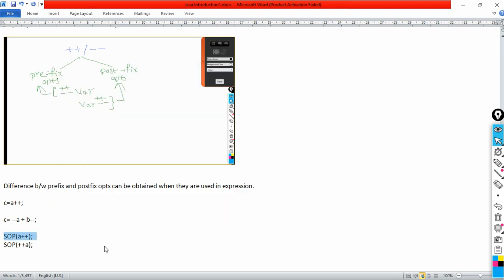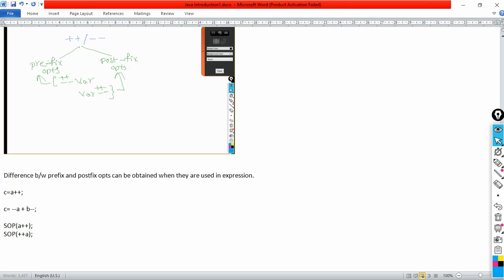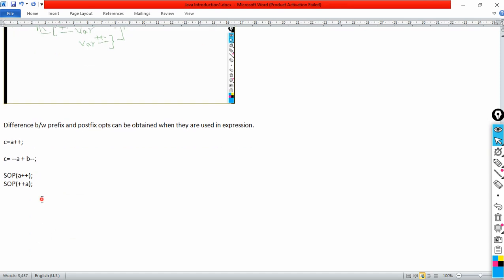For this, first of all, I have to tell you some steps. Let me explain a simple concept here. What are the calculation steps of plus plus and minus minus operators? The first step is to calculate all prefix operators. All prefix operators you have to calculate first.